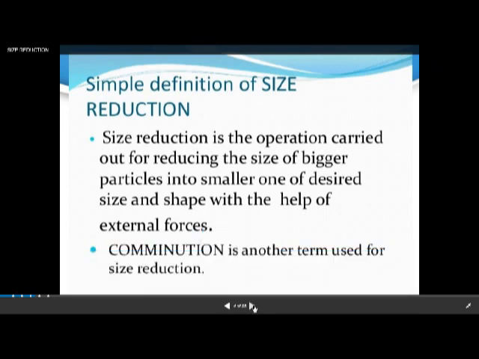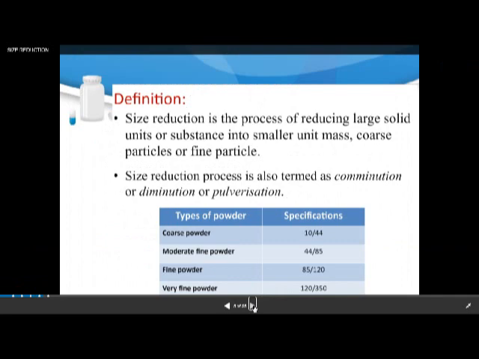Now next, this size reduction is also called comminution or diminution or pulverization. As we are converting a larger size into a smaller size, coarse size or fine particles, it is also known as pulverization. Pulverization means to convert larger particles into powder form.